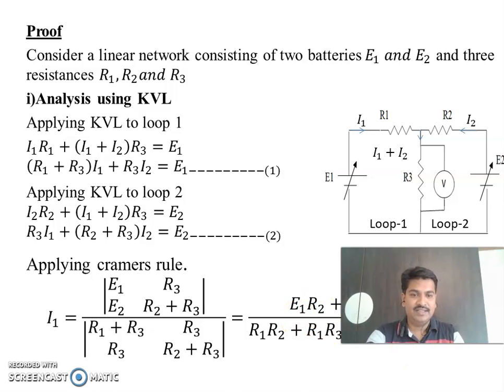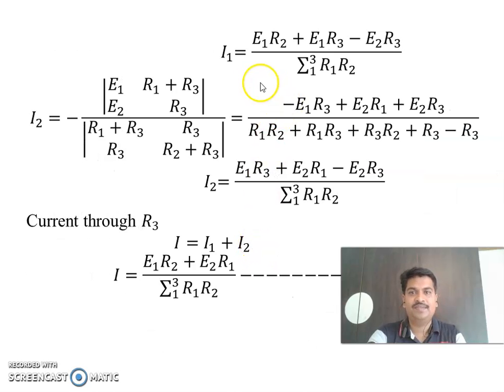After simplification, in the denominator R3 squared gets canceled. If you look at the denominator, R1 R2 plus R1 R3 plus R3 R2, I can write it as sigma R1 R2. I can write the denominator as sigma R1 R2. So I1 can be written as E1 R2 plus E1 R3 minus E2 R3 divided by sigma R1 R2.